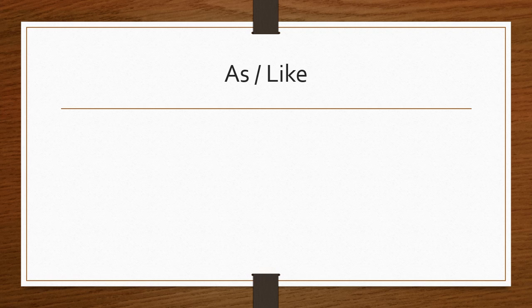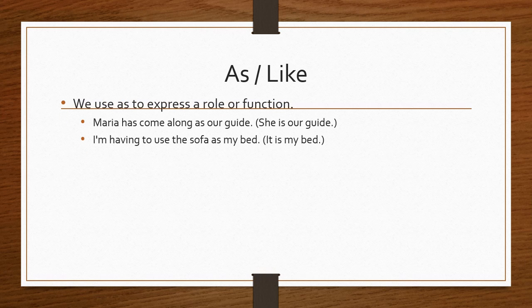Now let's look at the usage of as and like. We use as to express a role or function. Maria has come along as our guide. She's our guide. I'm having to use the sofa as my bed. Here, as my bed indicates that it is my bed.